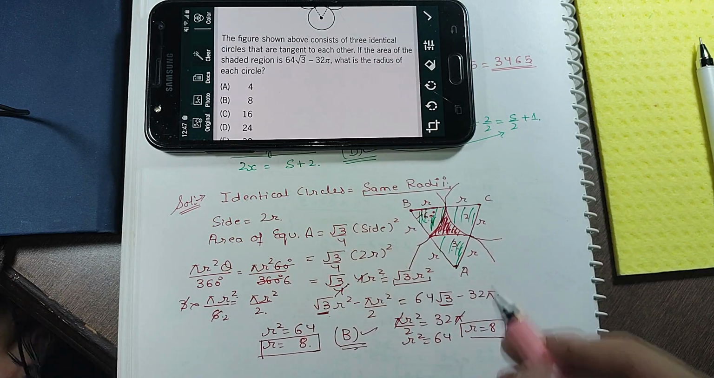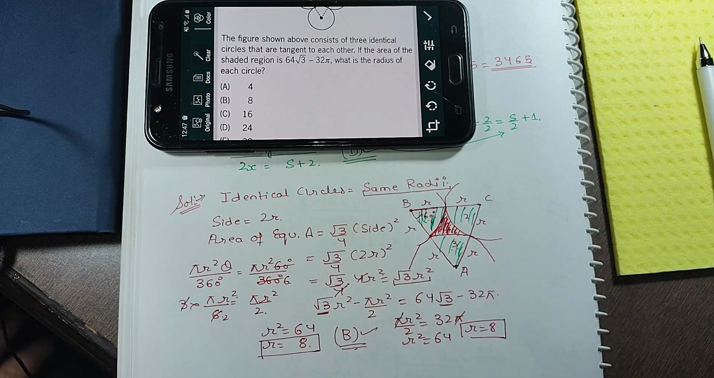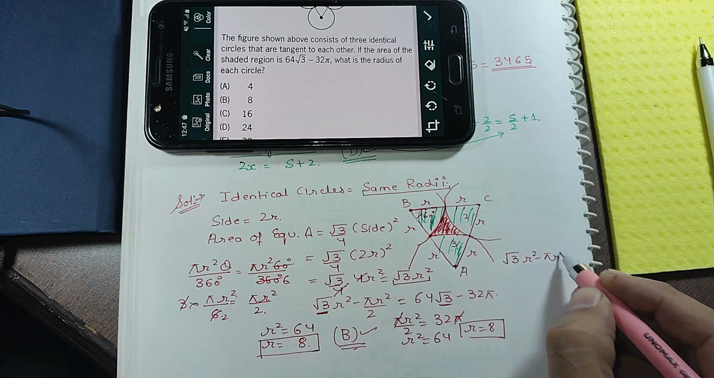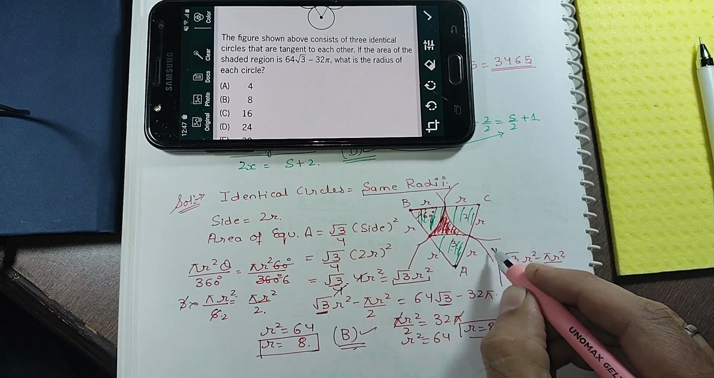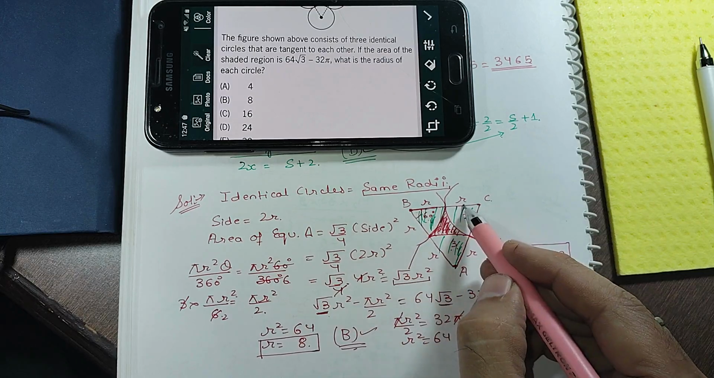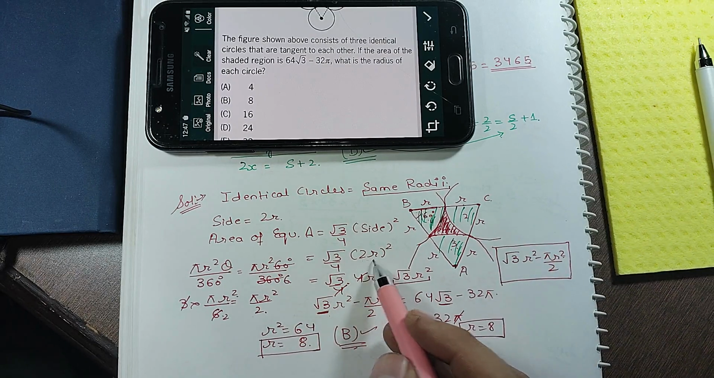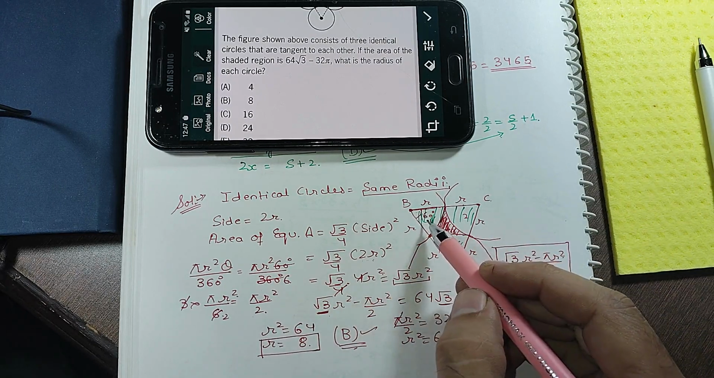Right? Now since you have calculated this, and this question most of the times comes in other form in your paper, you must remember that root 3 r square minus pi r square by 2 is the area of the shaded region. How it came? Side of the triangle is 2r. So root 3 by 4 into 2r square, minus 3 times area of one sector.